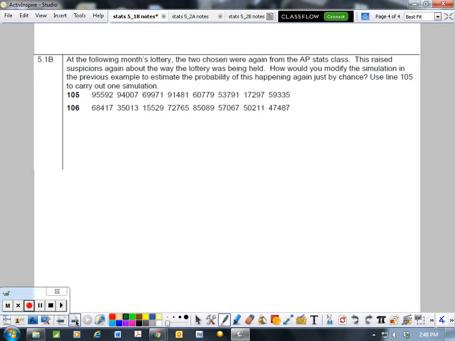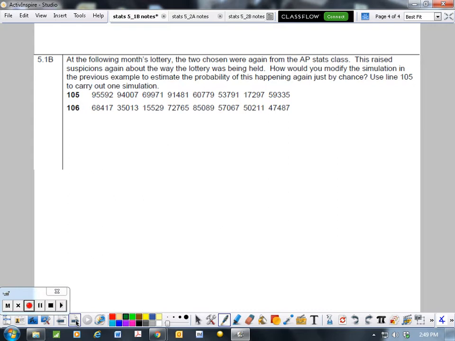Okay, so at the following month's lottery, the two chosen were again from AP Stats class. This raised suspicions again, like no way. There's no way. How would you modify the simulation in the previous example to estimate the probability of this happening again just by chance? Use line 105 to carry out just one simulation. And so this looks like a very typical AP Stats type of question. Like, we want you to figure out, how would you do this? Describe it, and then actually go through one simulation.